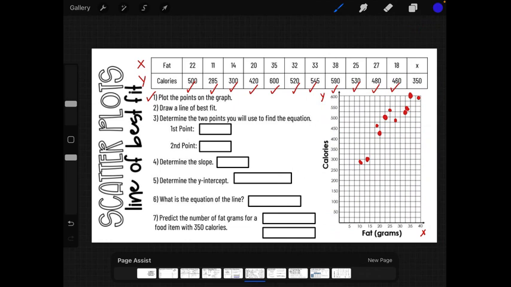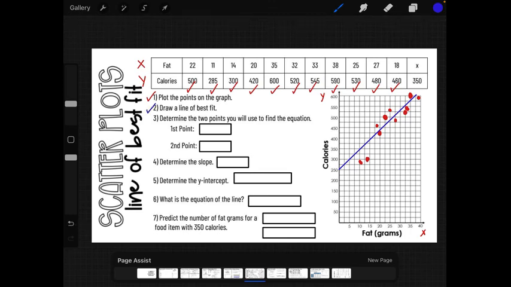So if I wanted to sketch a line, something like this. So that goes through the data, follows the data pretty closely, but does not go through all of the points. So we have a line of best fit.